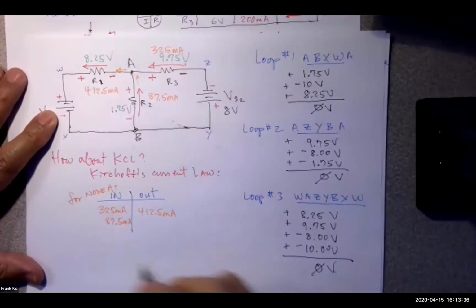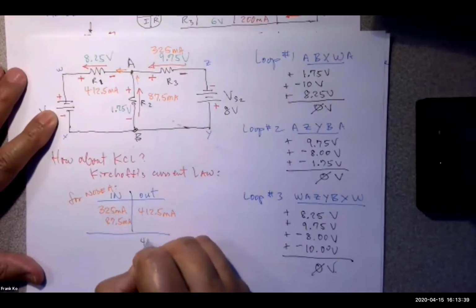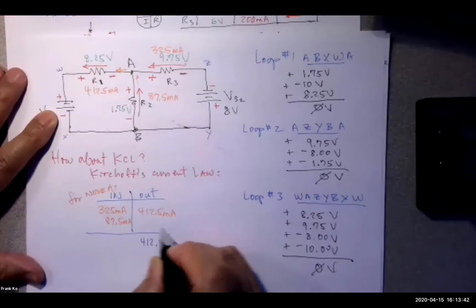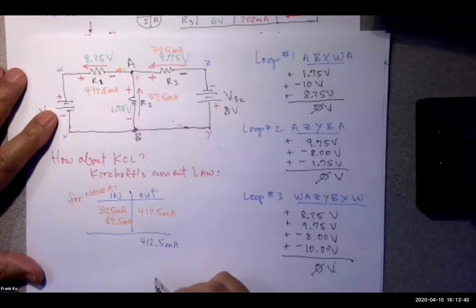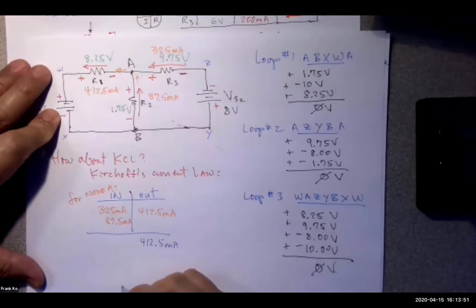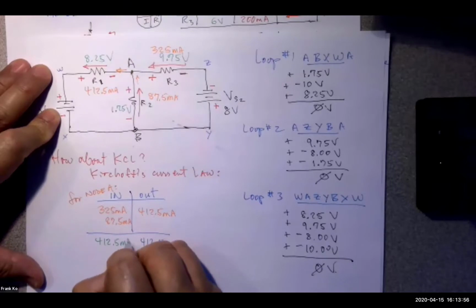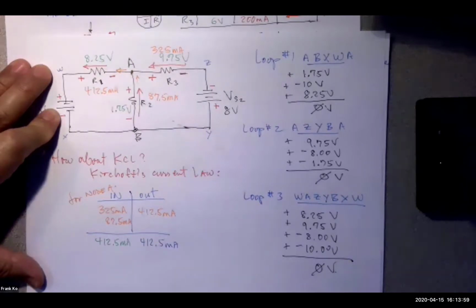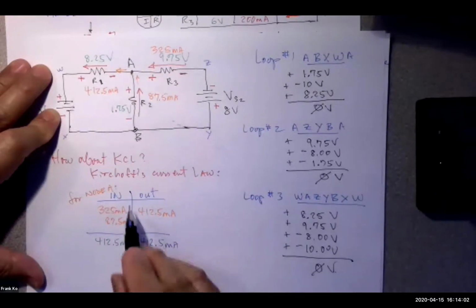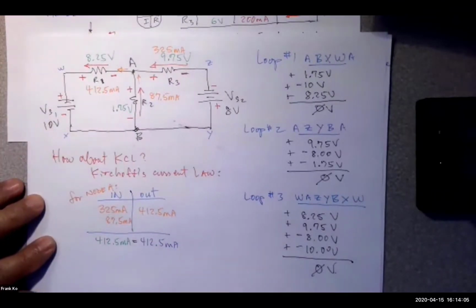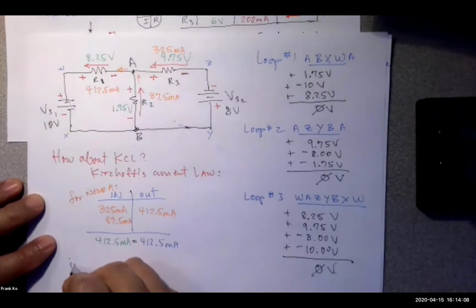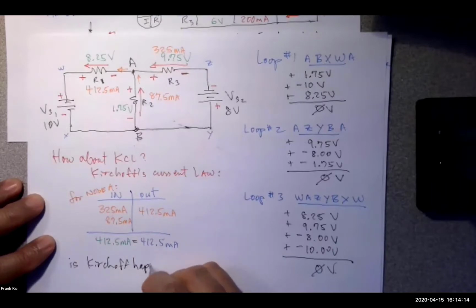So it looks like we have to do some addition here. So this will come down to be 412.5 milliamps. What do these two guys add up to be? 412.5 milliamps also. Is one side equal to the other? The answer is yes. Is Kirchhoff happy? Question is big yes.